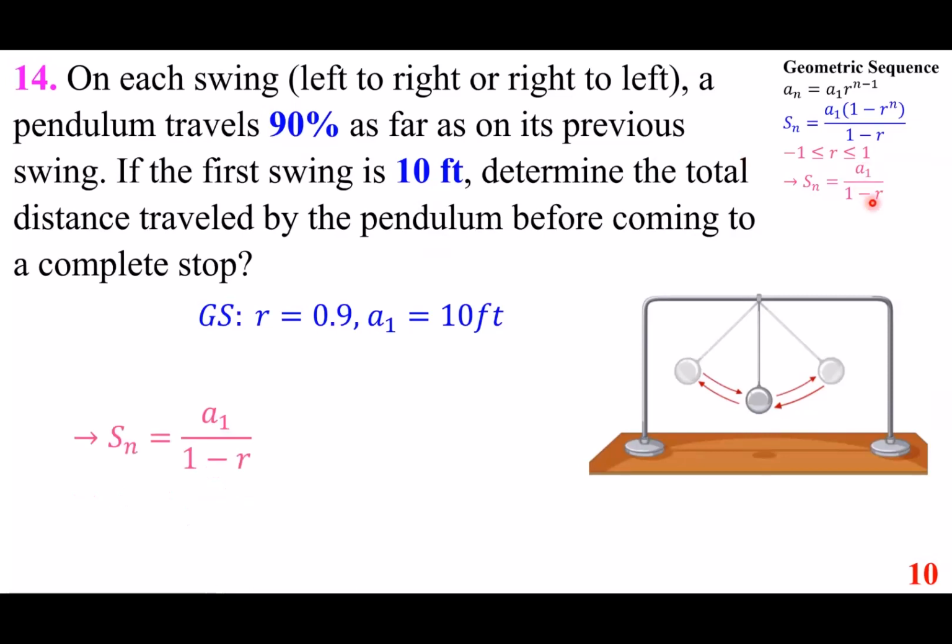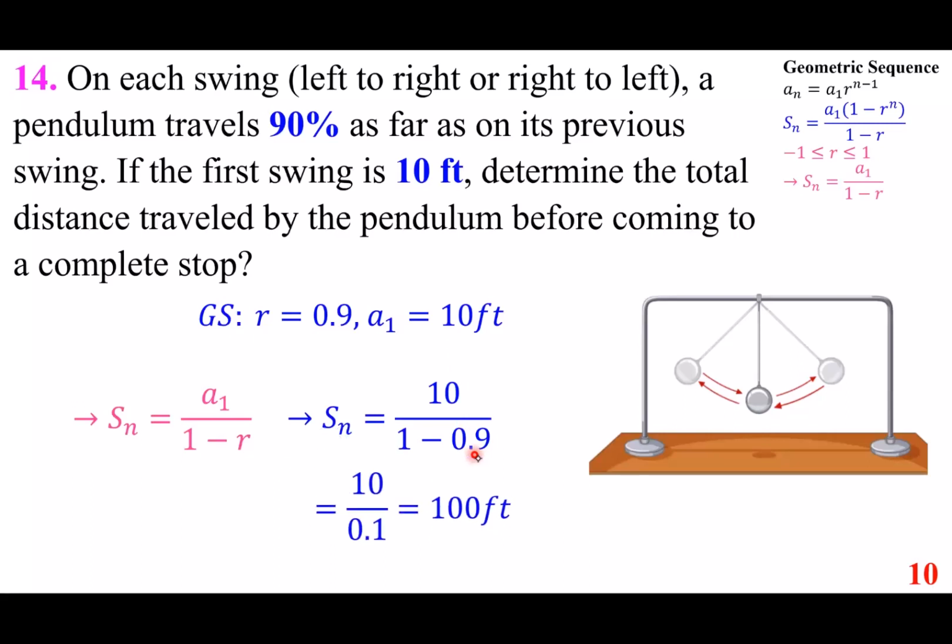So all you have to do, plug in 10 instead of A sub 1 and 0.9 instead of R. As you know, 1 minus 0.9 is 0.1. 10 divided by 0.1 means 10 times 10, or 100. And same unit, 100 feet. Same unit. That is extremely important.